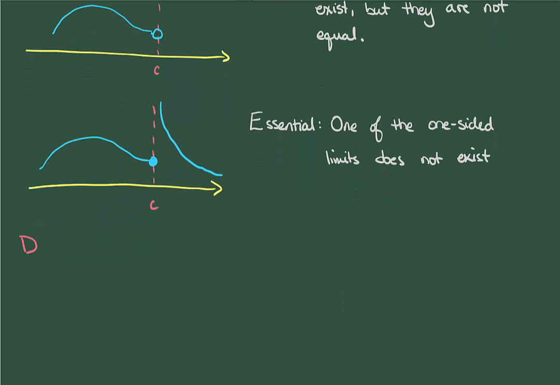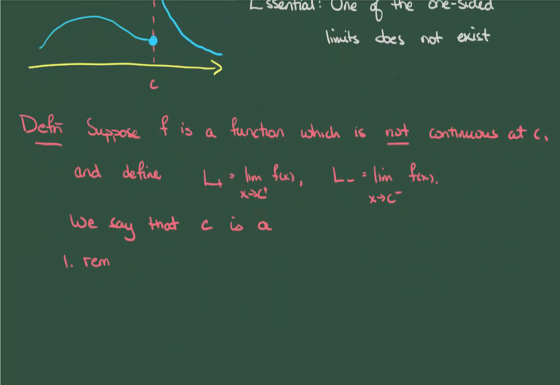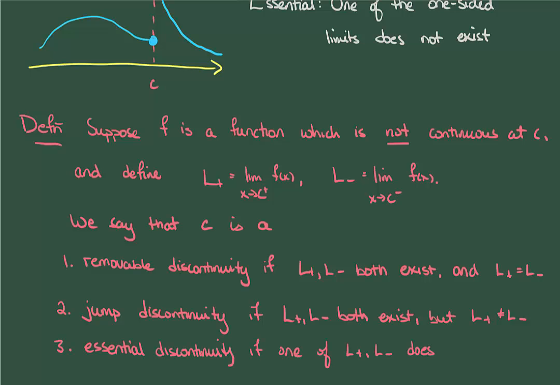Okay, so let's write this out mathematically. Let's suppose that f is a function which is not continuous at the point C, and define L plus to be the limit at C from the right, and L minus to be the limit at C from the left. We characterize the discontinuity at C as follows. It is removable if L plus and L minus both exist and are equal. It's a jump discontinuity if both one-sided limits exist, but they are not equal. And finally, it is an essential discontinuity if one of the one-sided limits does not exist.